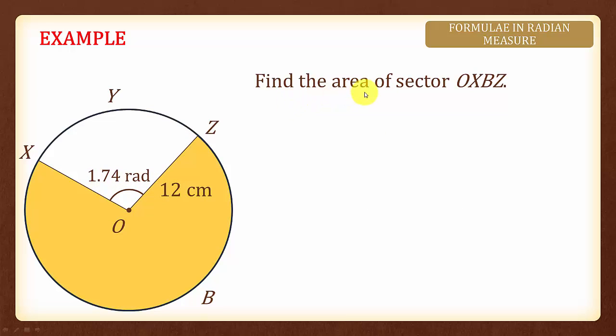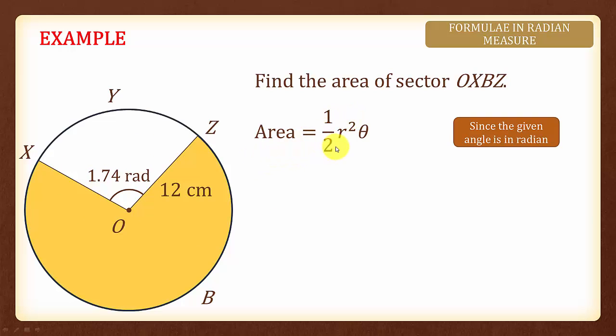Next, we are asked to find the area of sector OXBZ. Since the angles are given in radian, we will use the formula area of sector equals half r square theta. Now, what is the value of r and what is the value of theta for this major sector? Yes, the value of r is 12. Now, what about the value of theta here?